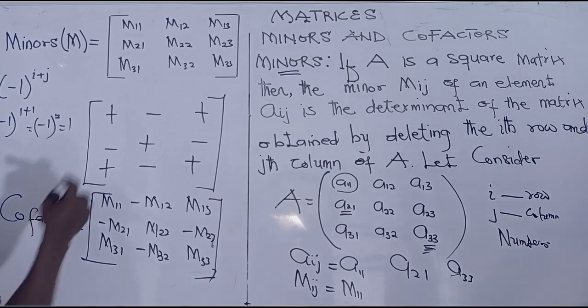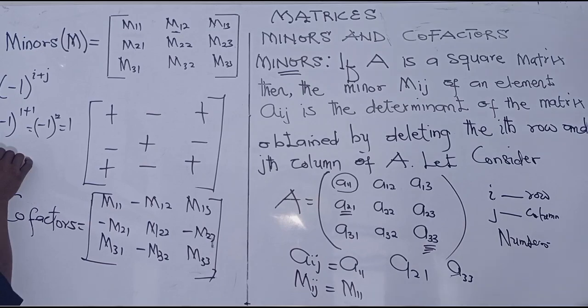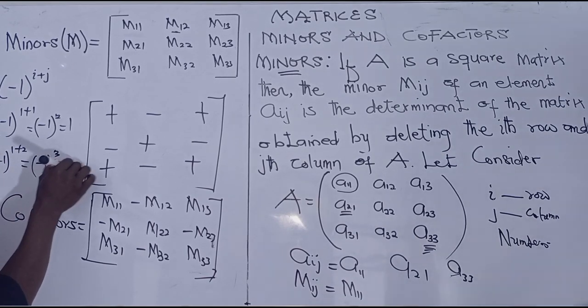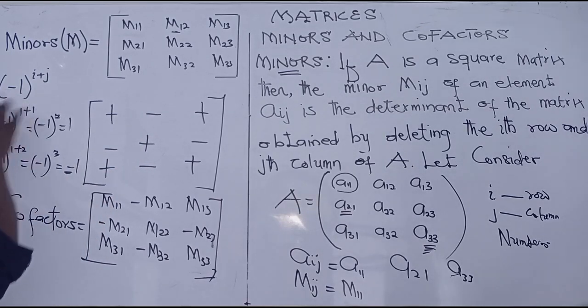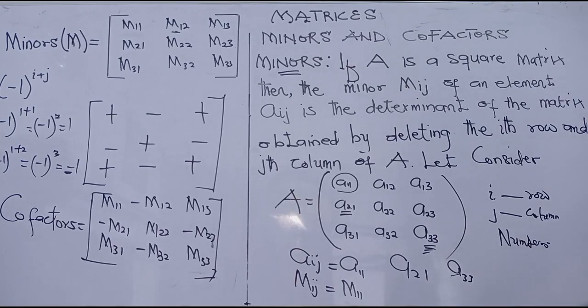positive 1. If we are looking for the second entry, which is this one, then we are going to have minus 1. Our i is what? 1. Our j is 2, and that is going to give us minus 1 raised to the power 3, and that is going to give us minus 1. So we have the minus. So we use this formula to help us obtain these signs as easy as that. Now that we know this, let's take examples and see how best we can apply it in solving questions.